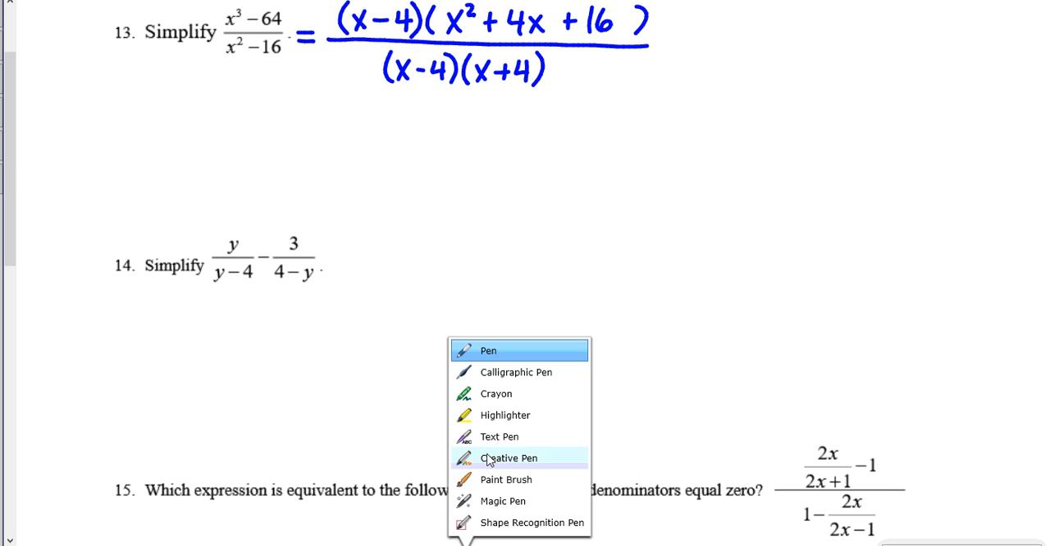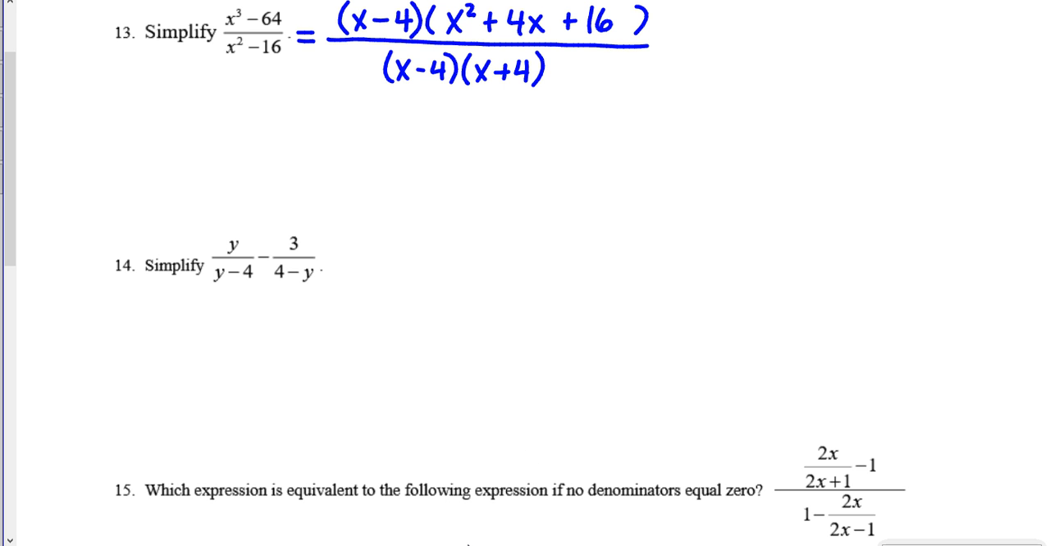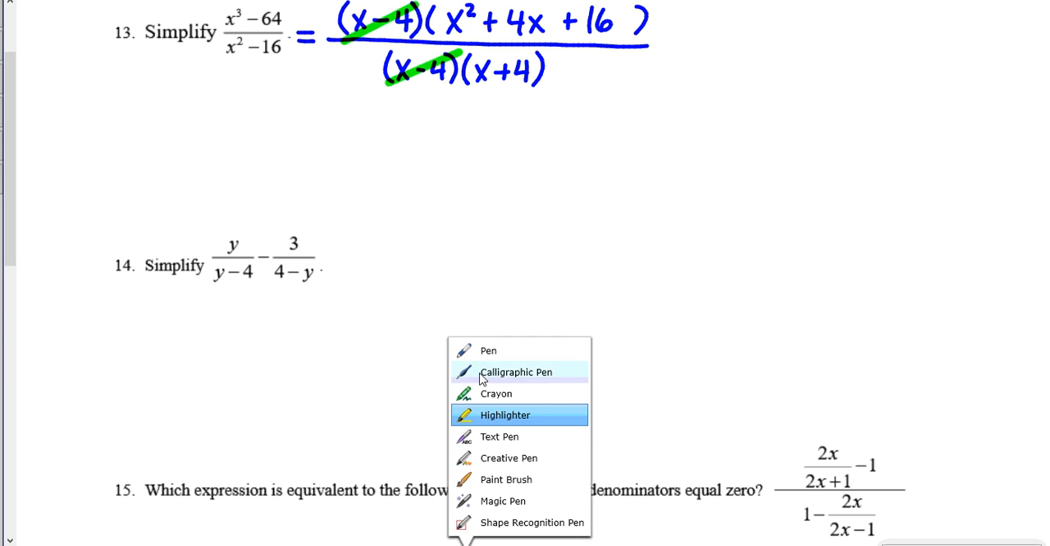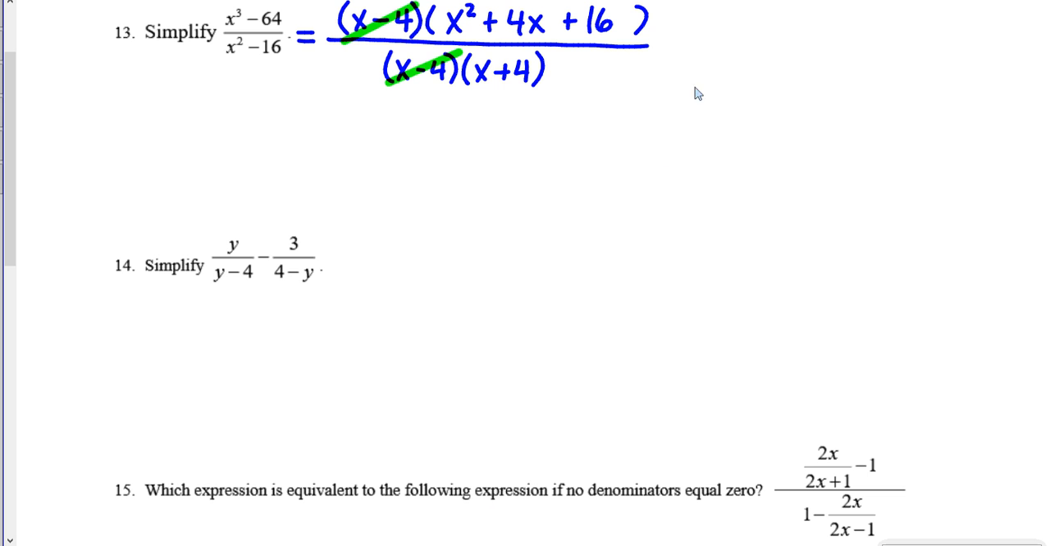Now I'm going to reduce. Make sure that when you're reducing, you're not completely blackening out x minus 4 and x minus 4 as they reduce. I can still see what I factored so that in case you make a careless mistake, I can give you partial credit. What do I have left? I have x squared plus 4x plus 16.